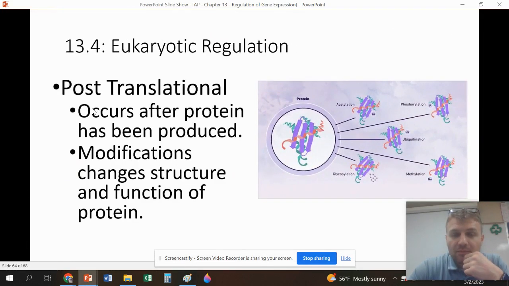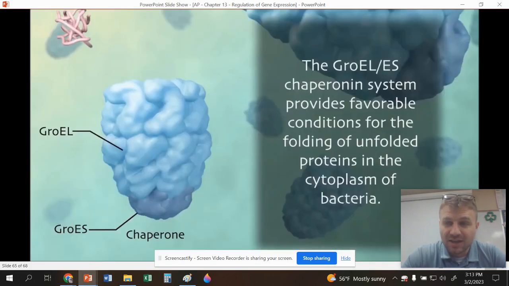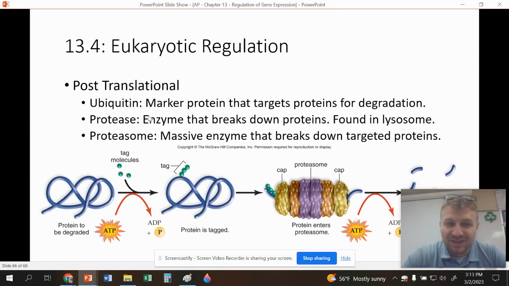After translational control is post-translational control. So after these proteins are produced, they can be modified further, and they can actually be degraded. Again, we already produced a bunch of proteins. If your cell doesn't need those proteins, the proteins will be broken down by certain other molecules, and one of those molecules is a protease or a proteasome.